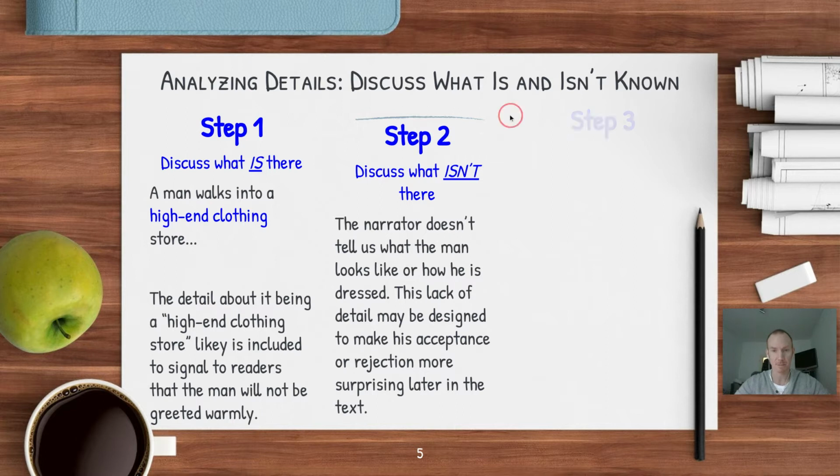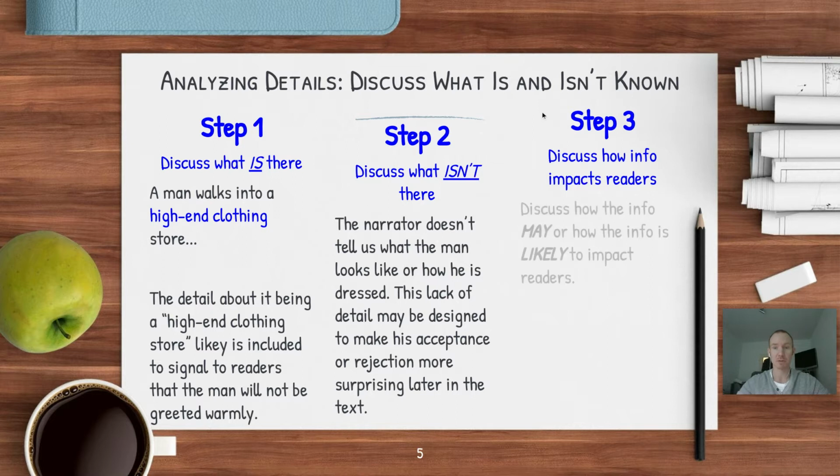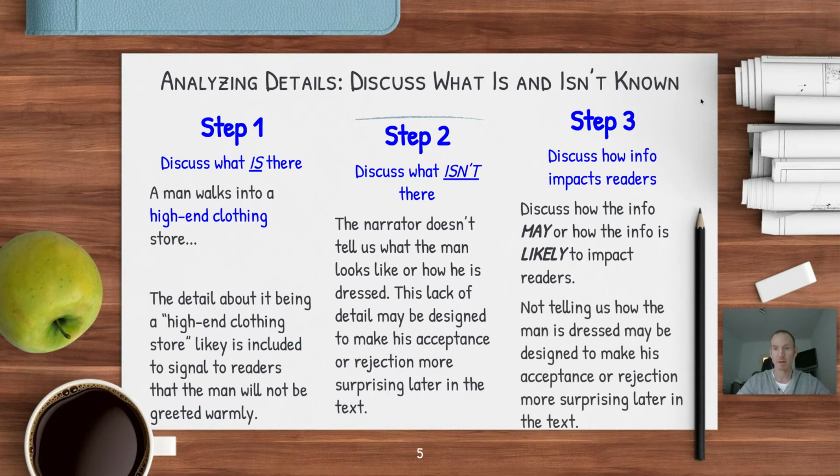Then the third step is to discuss how the info impacts readers. Discuss how the info is likely to impact readers. If you use phrases like may or typically or likely, then you won't fall into that trap of stereotyping readers and making them think that everybody thinks or acts the same way. So not telling us how the man is dressed may be designed to make his acceptance or rejection more surprising later in the text.